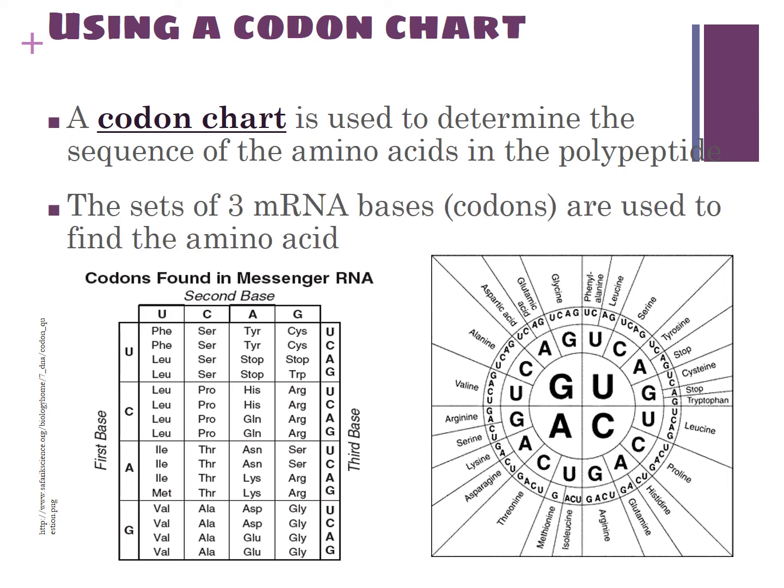So the codon chart uses the set of 3 RNA bases, or the codons, to find the corresponding amino acid that's going to be brought to the ribosome by the tRNA. More about this later in class. Just take note of the fact that one codon gives you 1 amino acid. So that's pretty much all I'm going to say about codons today.